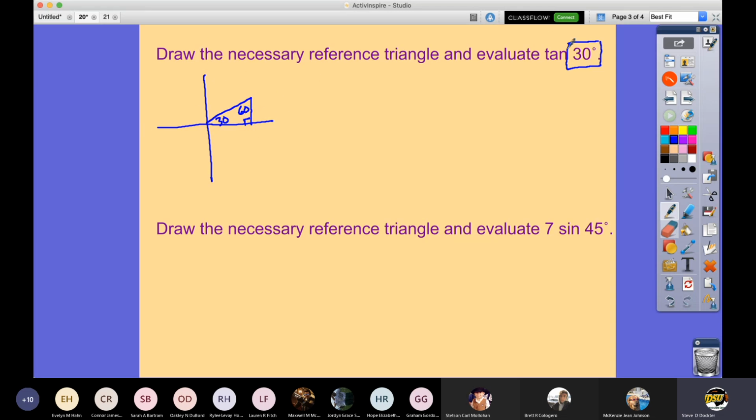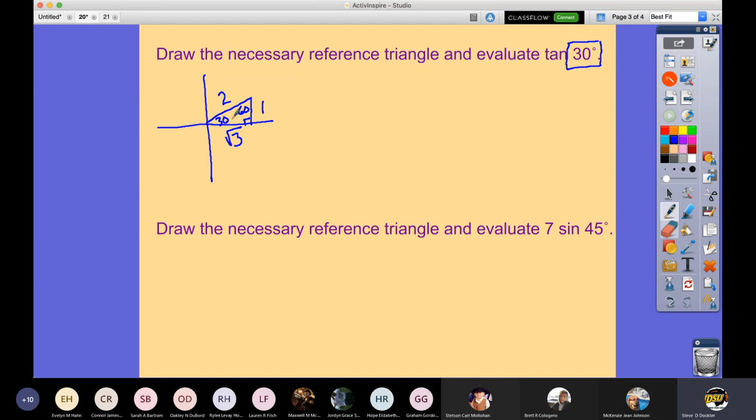At some point later this year, it's not going to be tangent of 30, it's going to be tangent of 330, and we have to put it in the right quadrant to get the right answer. From there, once we have our 30, 60, 90 triangle, remember opposite the 30 we put a 1. Opposite your 60, we put square root of 3. And our hypotenuse is going to be a 2. Once we have that triangle drawn out with the correct side lengths, now we can find tangent of 30.